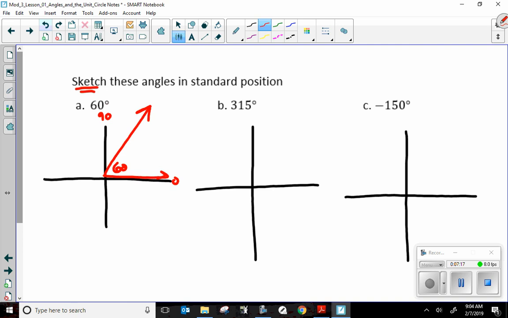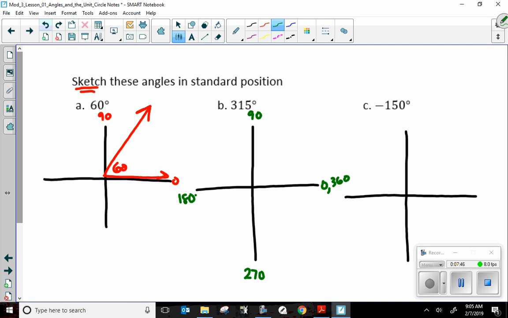315 degrees. Let's do this in green, okay? This is 0 degrees. This is 90 degrees. If I go another 90, this brings me to 180 degrees. If I go another 90, I go to 270. Then if I go another 90, it brings me back to 360 degrees. So 360 degrees is a complete circle. I want to go 315.